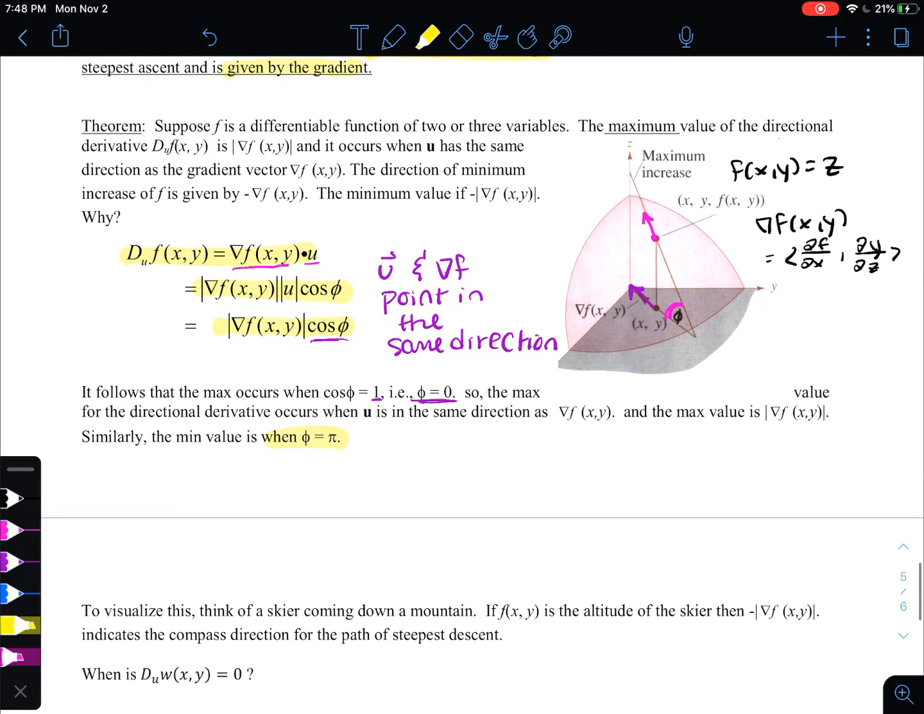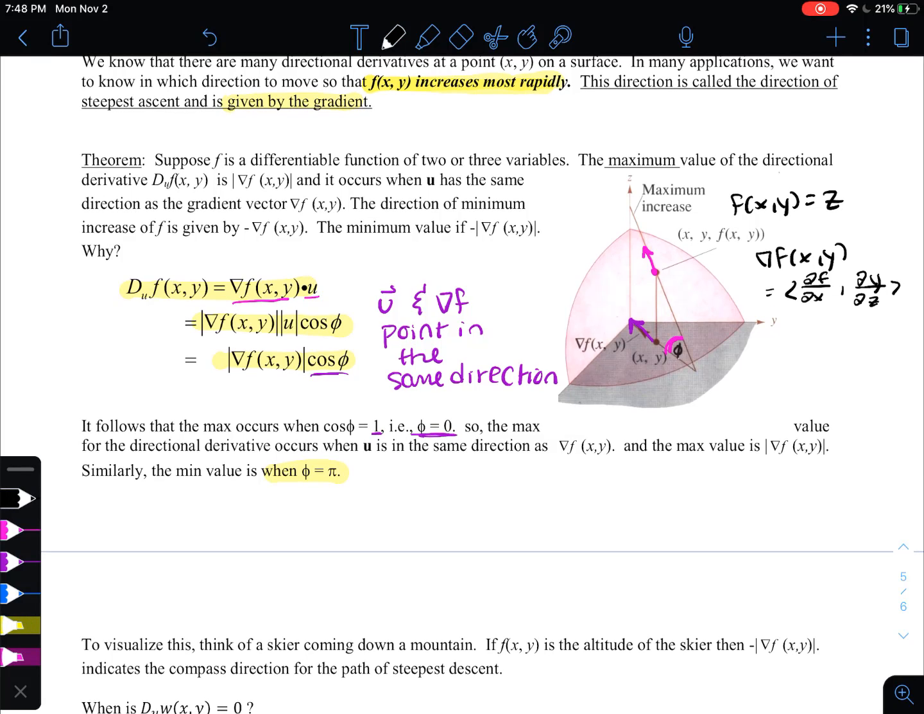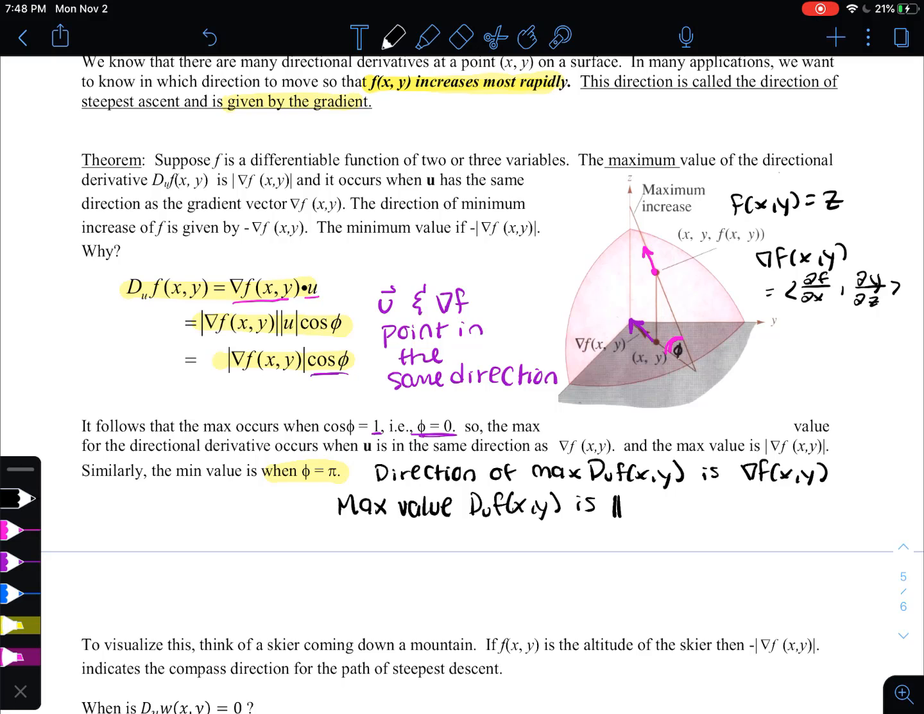Okay? All right, so big conclusion. The maximum directional derivative, the direction, excuse me, two different things. I apologize. I want to be really clear. Okay, the direction of the maximum directional derivative is given by the gradient at that point. Okay, the maximum value of the directional derivative is the magnitude of the gradient vector at that point. And that's given here, because the maximum cosine could be would be 1. All right, two big takeaways.